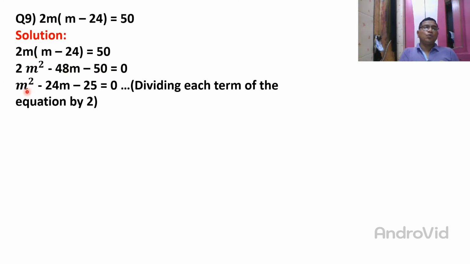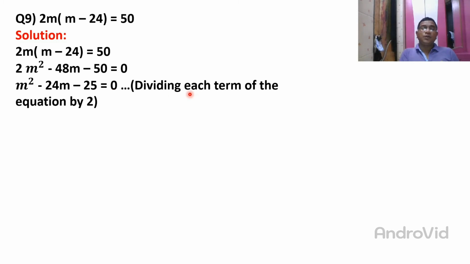So 2 1s are 2, what remains? M square. 2 2s are 4, so 2. 2 4s are 8, so 24. M remains as it is. 2 2s are 4, what remains? 1. 2 5s are 10. So we are getting the answer m square minus 24m minus 25 is equal to 0.